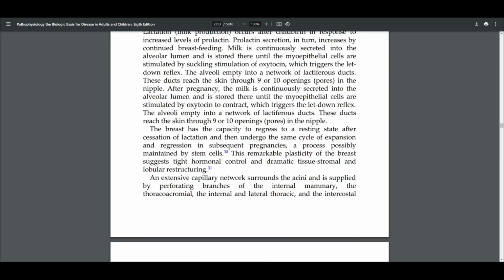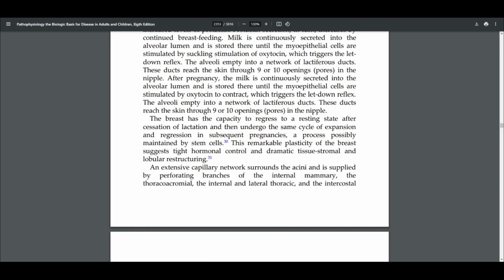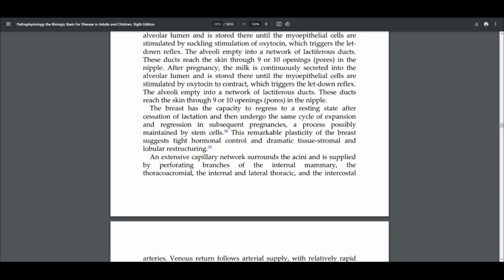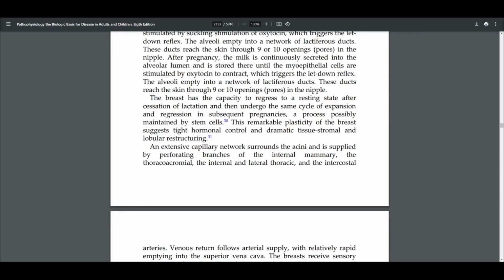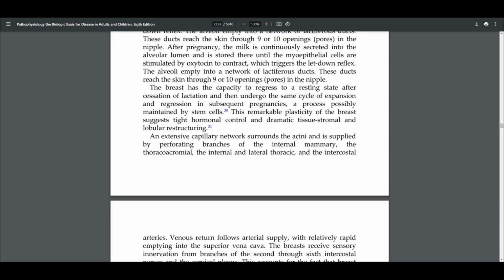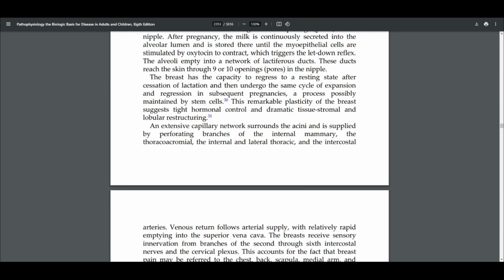The breast has the capacity to regress to a resting state after cessation of lactation and then undergo the same cycle of expansion and regression in subsequent pregnancies, a process possibly maintained by stem cells. This remarkable plasticity of the breast suggests tight hormonal control and dramatic tissue stromal and lobular restructuring.